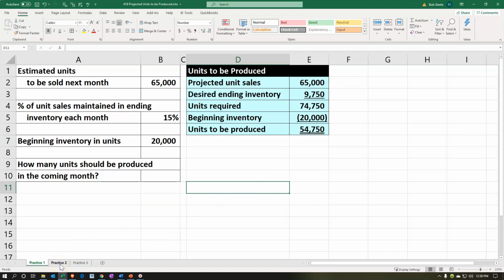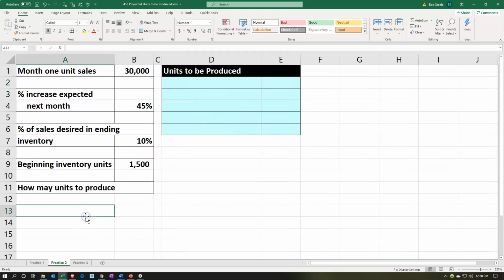Go into the practice problem 2 tab. So it's a similar kind of problem, not exactly the same, but a similar process where we will be calculating the units to be produced. This time we're starting with the month 1 unit sales. So this is the month that has passed. We're going to say here 30,000 sales.